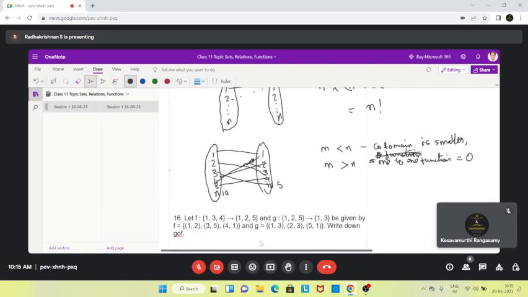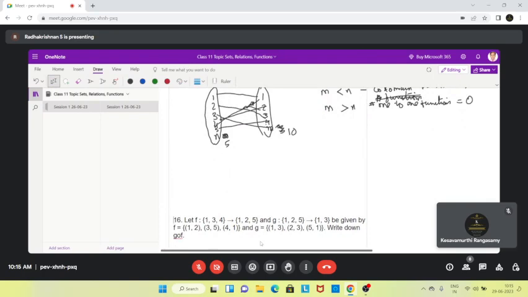Okay. So suppose, let us take a case where there are only 5 here, but there are 10 here. Let us probably draw another diagram. So now the codomain is bigger. Let's say only 8, that much only I can write. So now M is greater than N. So this is your N. This is your M. Now we have to define one-to-one functions.